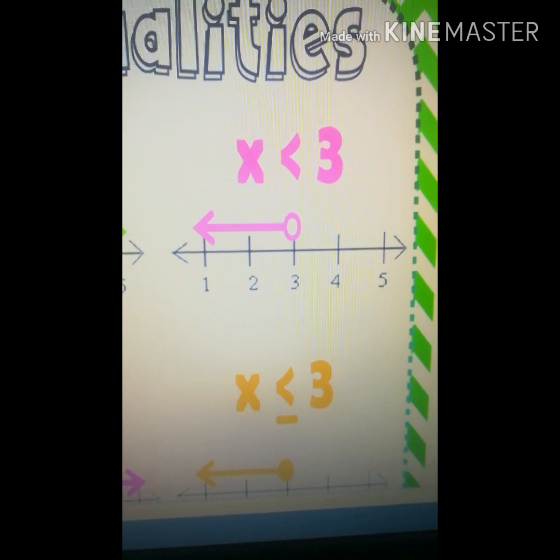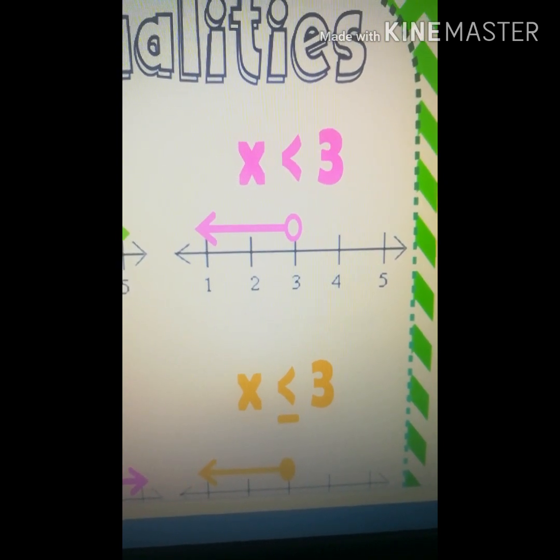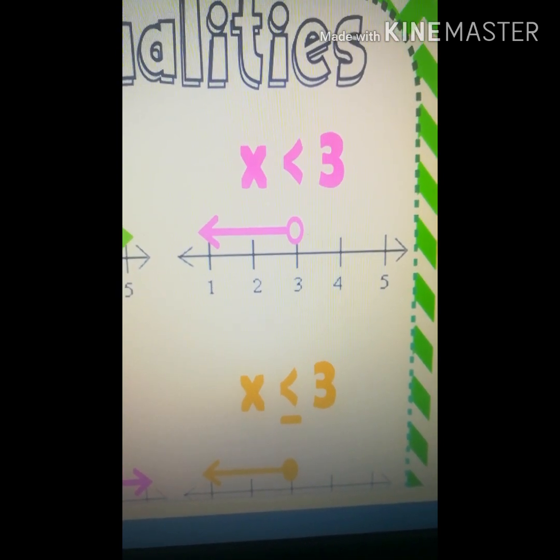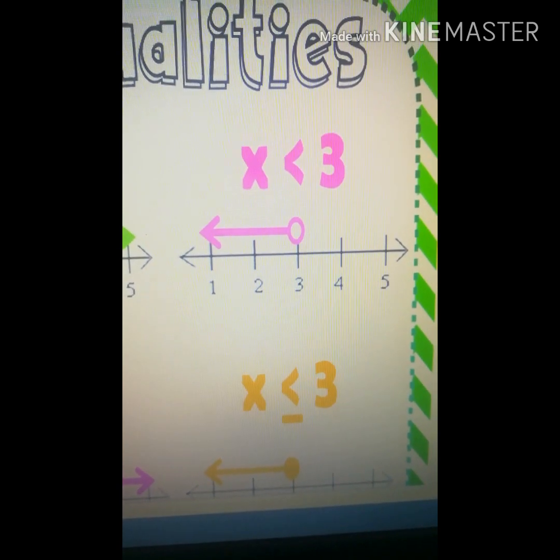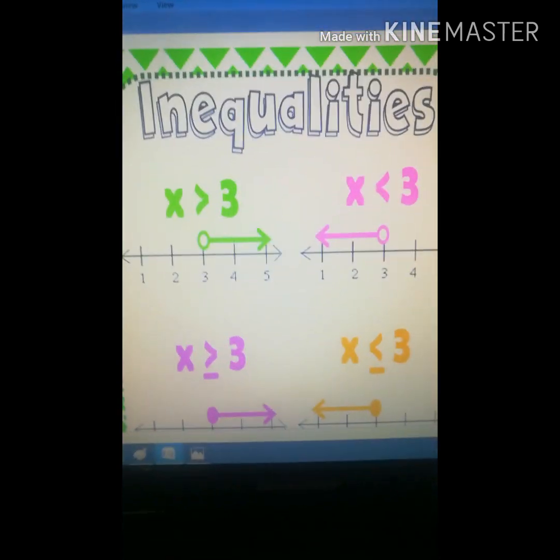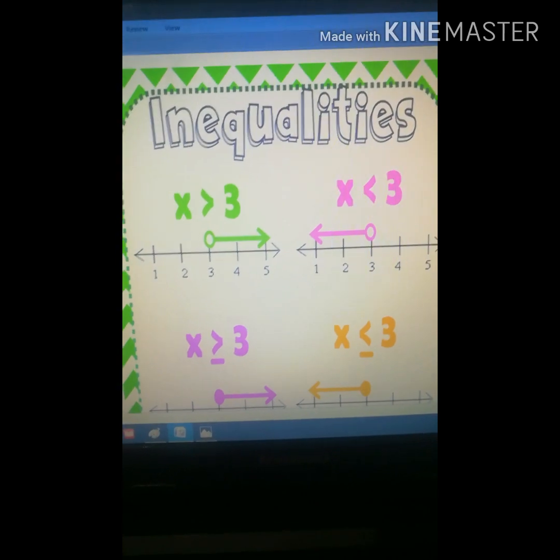The fourth example is less than or equal to, so you go to the left side, and you have equals, so this is a closed circle. Until here we finished our lesson today. Thank you for watching.